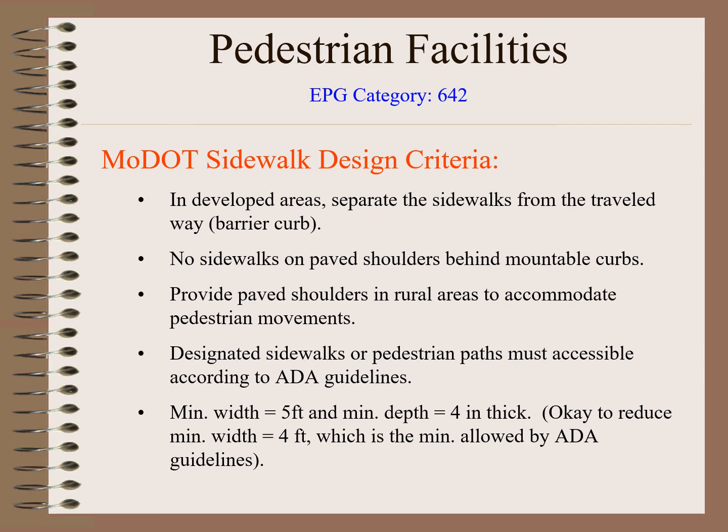Minimum width is 5 feet and minimum depth is 4-inch thick sidewalk. It is okay to reduce to the minimum width of 4 feet, which is the minimum allowed by ADA guidelines. These guidelines change quite often, so it is important that you refer to the Engineering Policy Guide and the ADA guidelines every time that you design a pedestrian facility in your project.